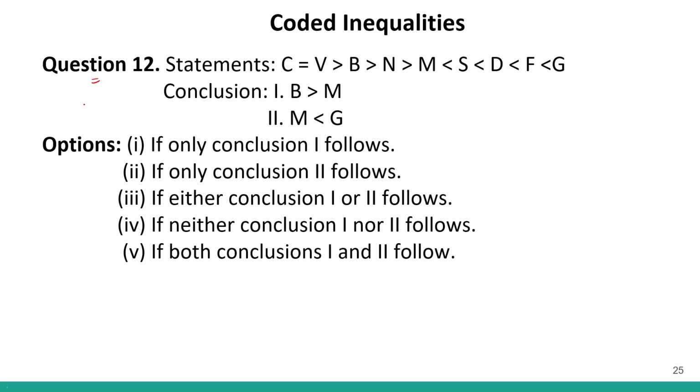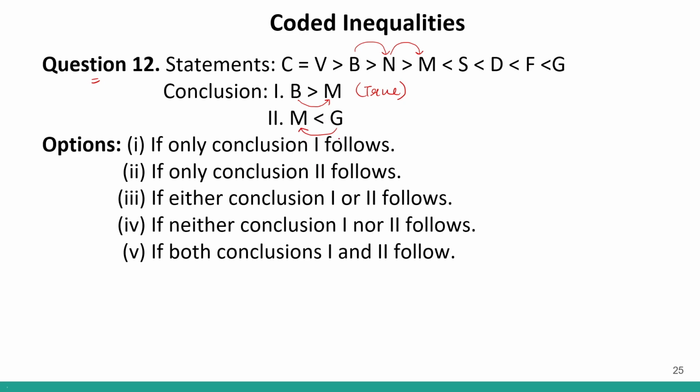Question number 12. Question number 12, let us start. B is greater than M. So B is greater than M, we will move from B to M. So B, then N, then M. Correct? I can easily proceed from B to M, bigger door to smaller door. So this is true.